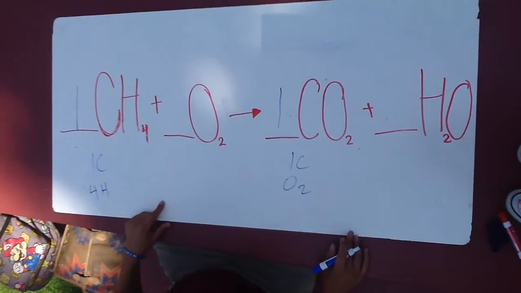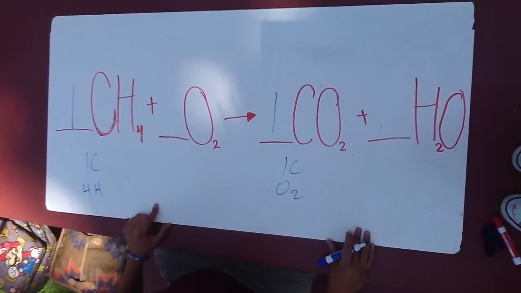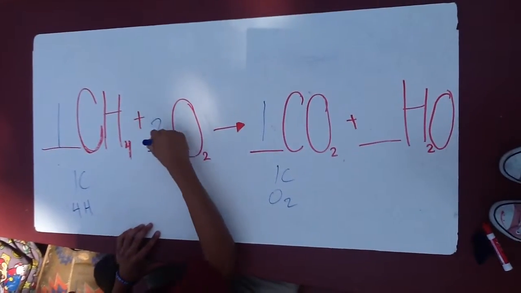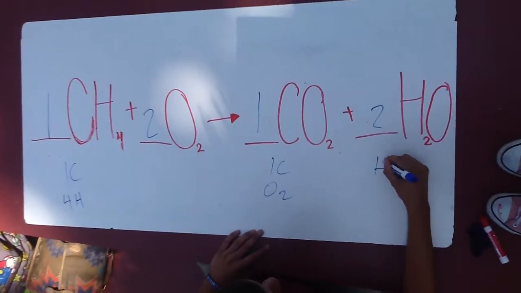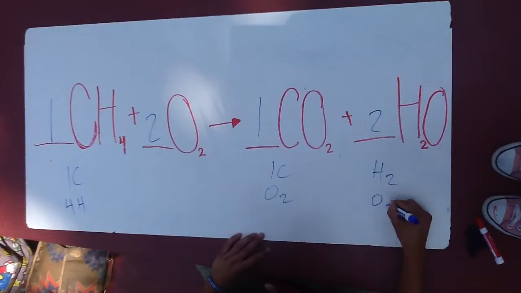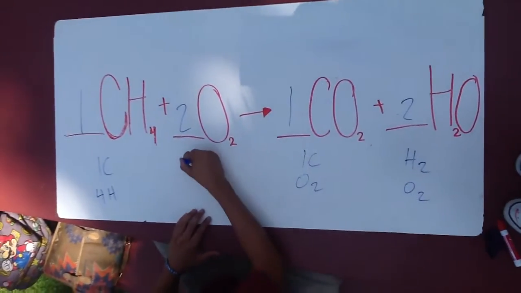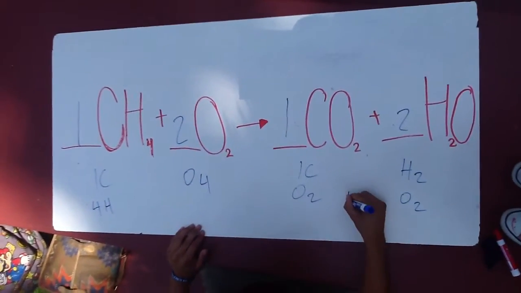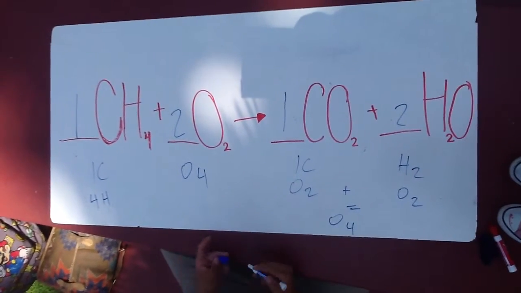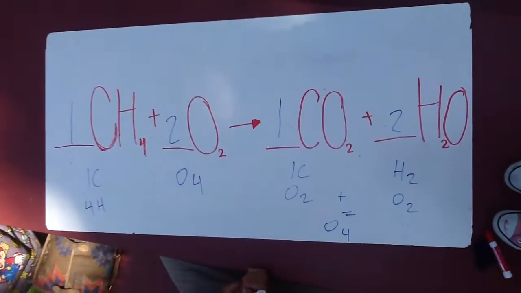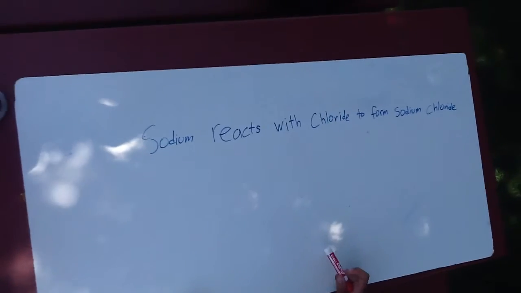Let's go back to the left. So we'll put a 2 right here because there's also an O over here. And we'll add a 2 over here. So you have H2, O2. Now you have O4 on this side. So O2 plus O2 equals O4, and the equation is balanced. There we go.